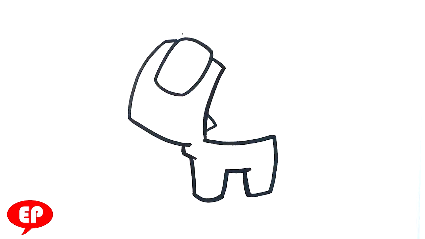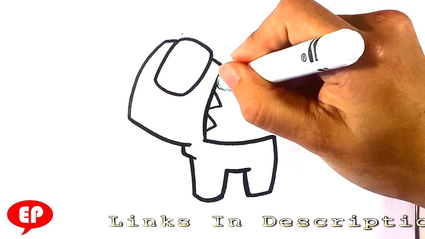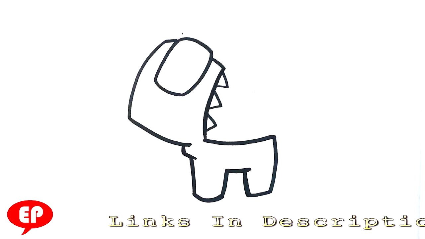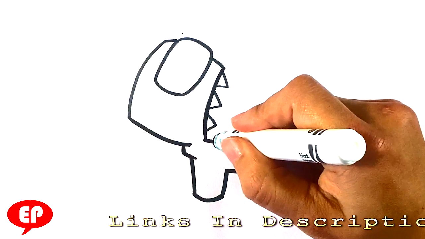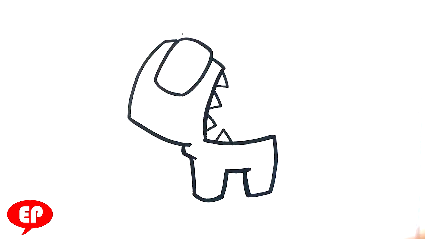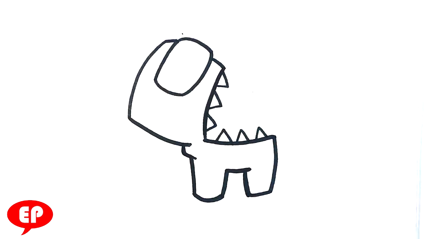Triangle here. Triangle here. Triangle here. So three triangles for the teeth. And then you can draw two or three here in the bottom. As well, you could do it two, you could do it four. It's kind of up to you. You can always change the imposter around. You can always move stuff around.